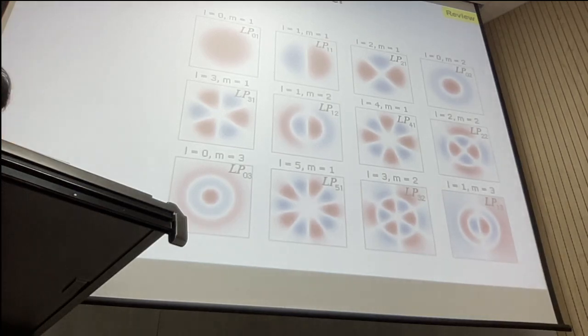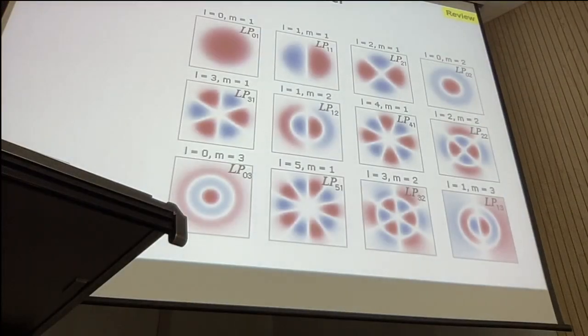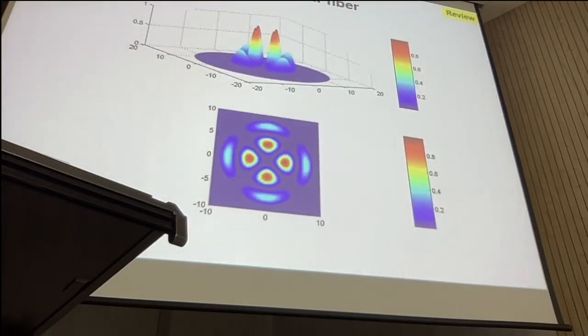Right. So these are the standard representations of the fiber modes in a fiber. And these are the structures you can see. The LP22 mode looks like this.